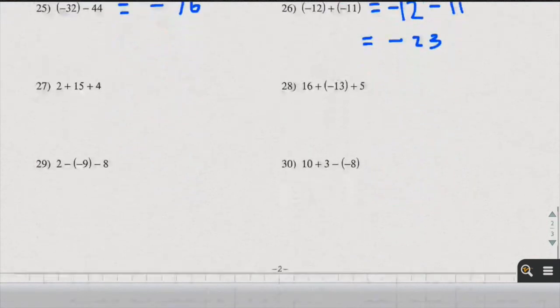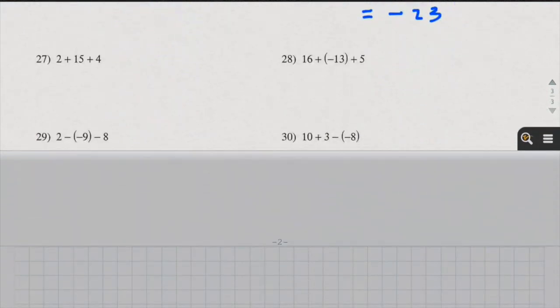Number 27. 2 plus 15 plus 4. So let's just work them in pieces. So we do the 2 and the 15. We end up getting 17. Bring down that plus 4. 17 plus 4 is 21.